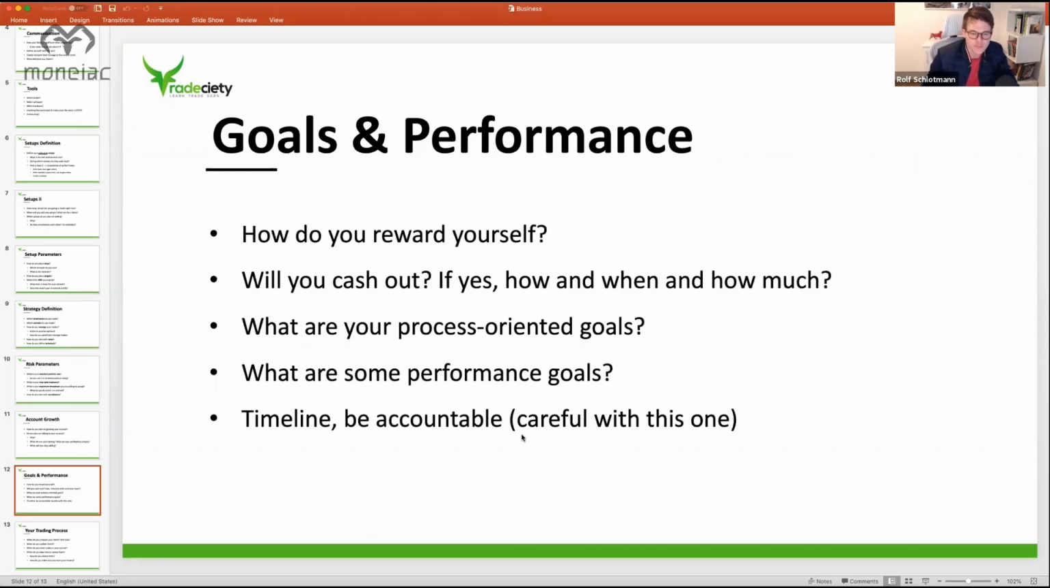Timeline. Be accountable. But I think you want to talk about this one as well. Yeah, so timeline is important to know that you are actually making progress. But in my opinion, timeline is more important when you look back. So be very specific about what you reached in that year.